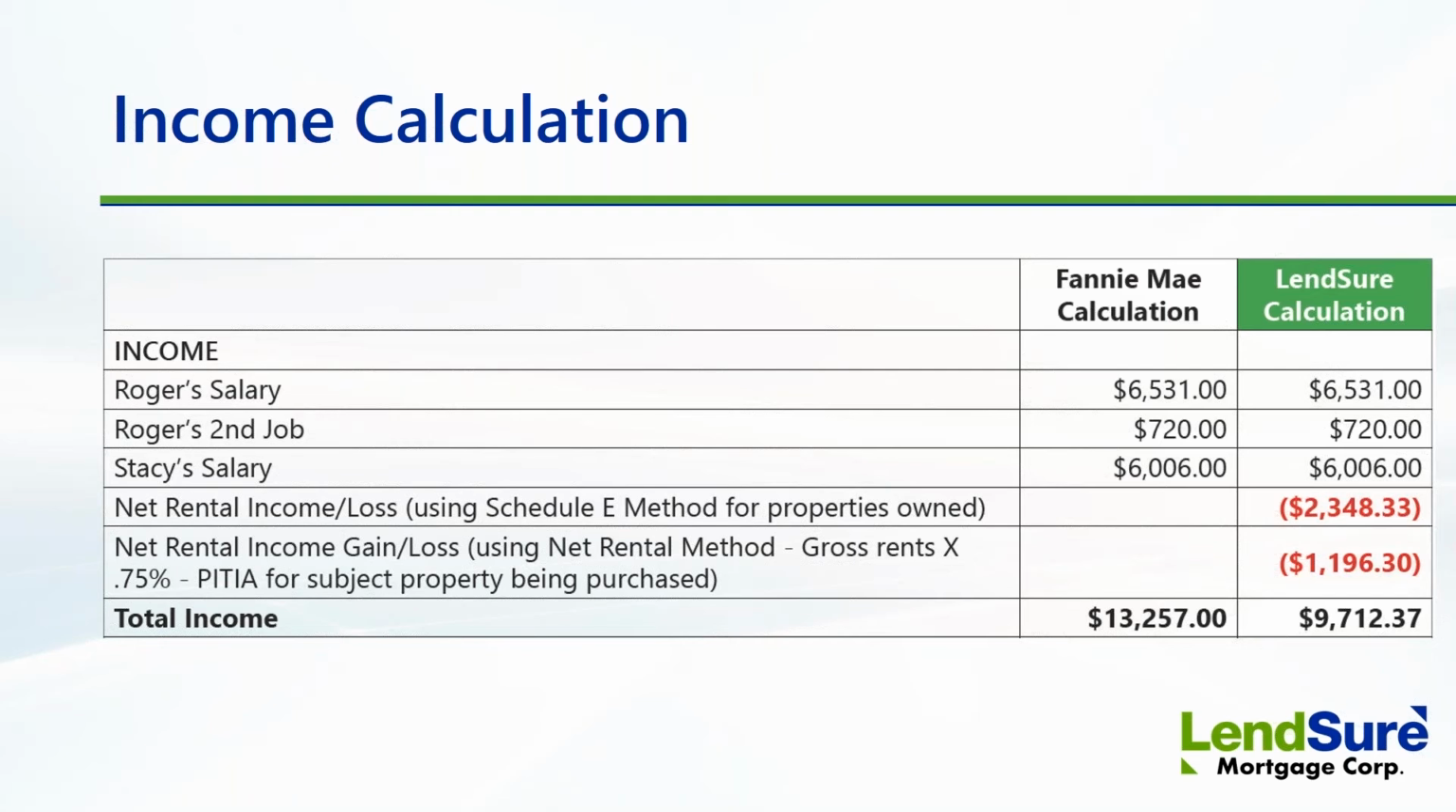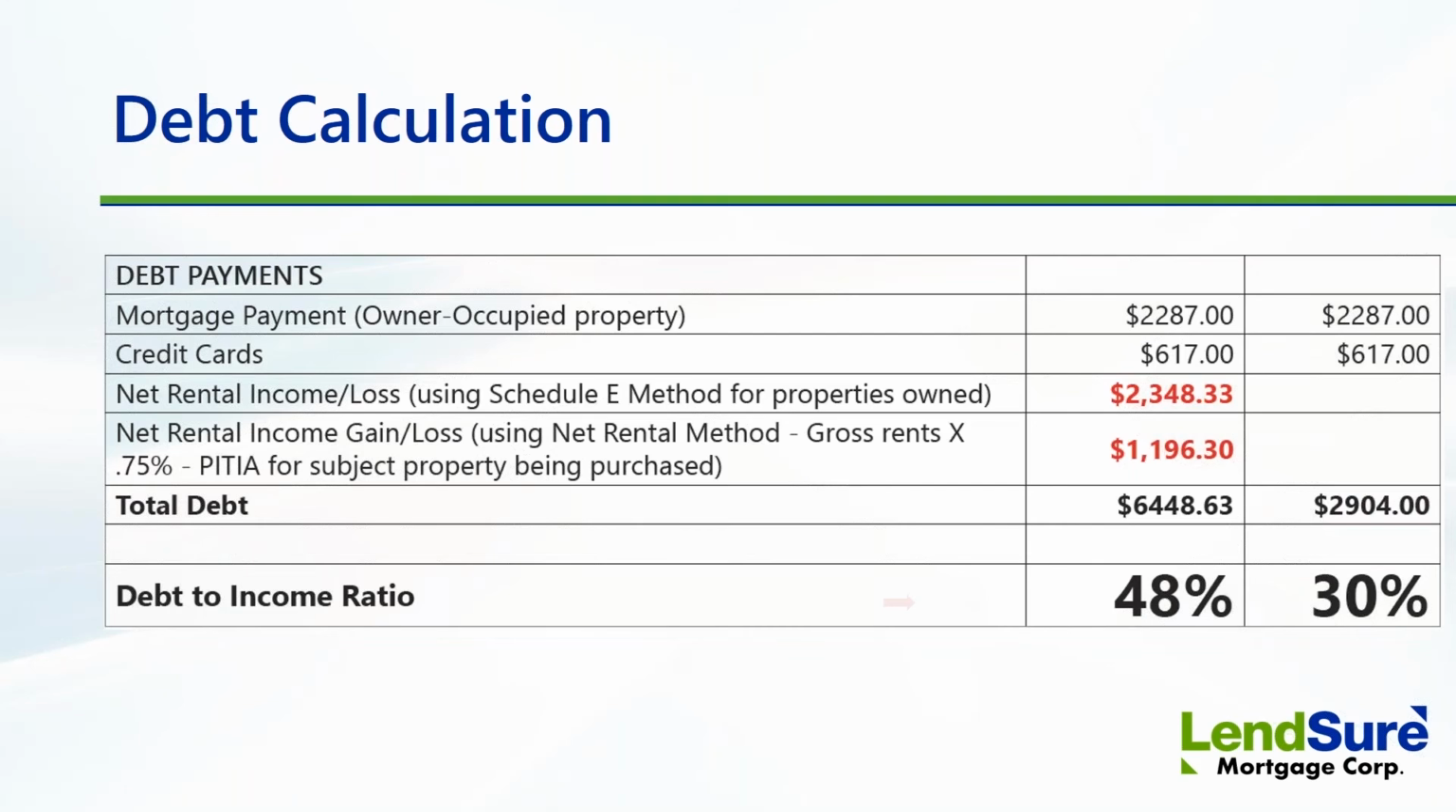We offset income. So you see here us offsetting income. The first 6,500 plus the 700, plus 6,000, you're getting to about 13,000 bucks. Then you reduce that by the 3,400 and you get to 9,700. Next slide.